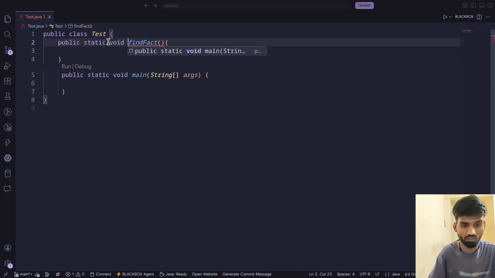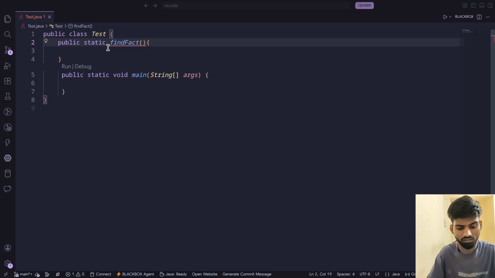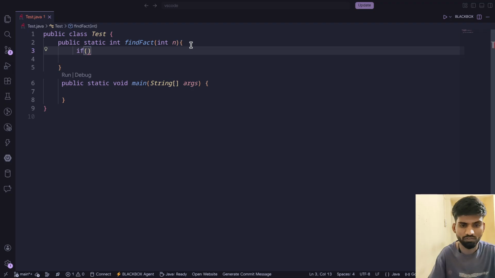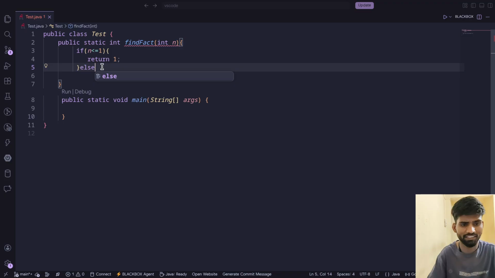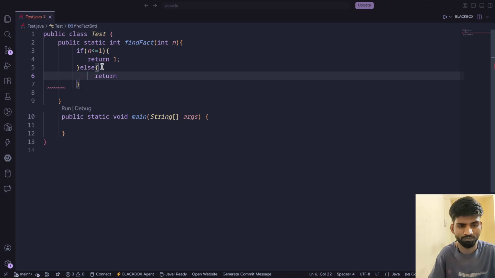Public static int, return something, I will pass here some int. If the number is less than or equal to 1, simply it returns 1. Otherwise I'll write one condition: return n times find fact of n minus 1. This is a recursion. If you don't know, don't worry.